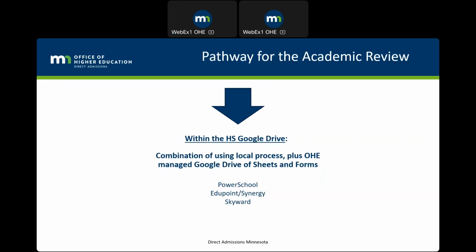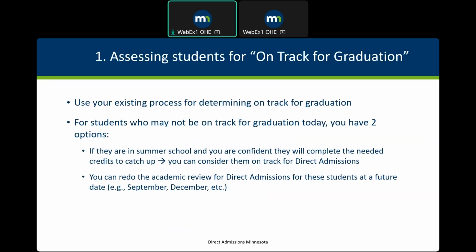All right, now we're going to talk about a specific pathway for schools that utilize PowerSchool, EduPoint Synergy, and Skyward. These schools will be utilizing a Google Drive system of sheets and forms to process their direct admissions. So the first step is to assess your students for on track for graduation. You're going to use your existing process to determine the students that are on track for graduation.